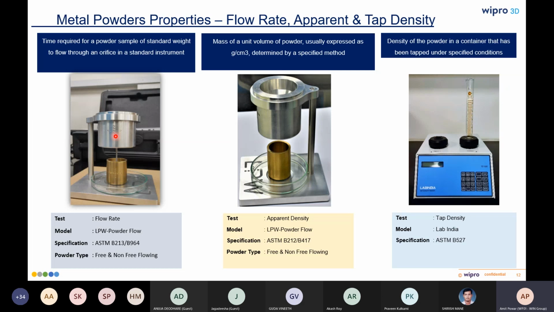And next is apparent density. In this, we measure the mass per unit volume of the powder, usually expressed in grams per cubic centimeter, and determined by a specific method as per the ASTM standards.